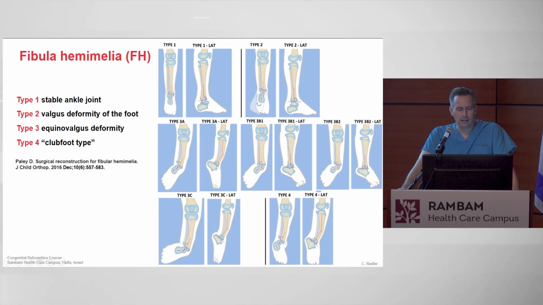So Dror Paley introduced his classification, which mostly or solely looks at the ankle joint. And this has a very good reason, because the ankle joint is the biggest problem in fibular hemimelia and is really the most difficult to reconstruct. We have basically 4 big types, which is the stable ankle joint, a valgus deformity of the foot, an equinovalgus deformity, and a clubfoot type. And of course, there is a differentiation if the valgus is just in the foot or if it's a distal ankle deformity.